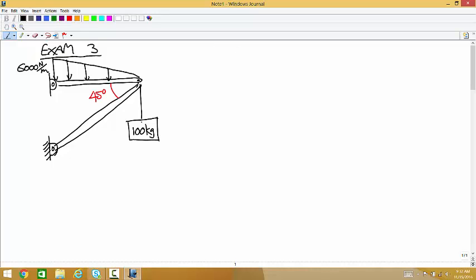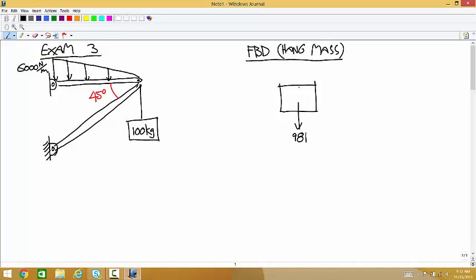If you isolate the hanging mass, you have a downward force of 981, a cable tension of T. And you can see from that when you use Newton's second law, T is equal to 981. In statics, you can just always make that jump. A lot of people didn't do this free body diagram, and I didn't take off any points. In statics, you can do that.